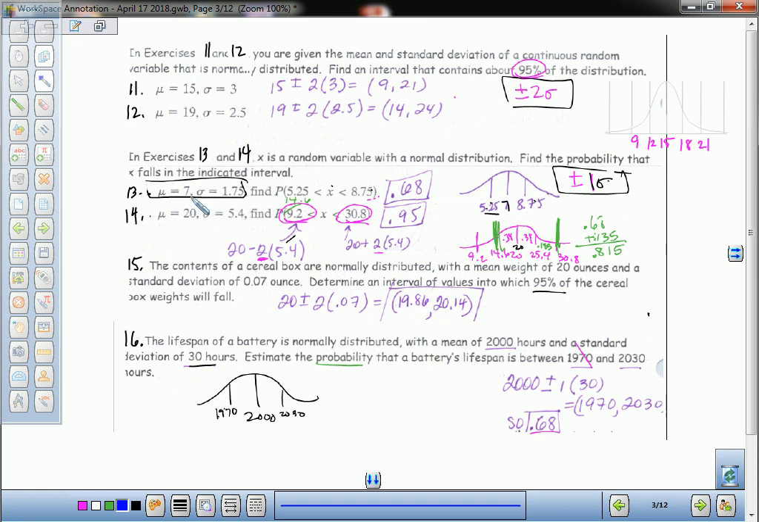So I drew it and marked it. I looked at how far apart it was. This was 1 standard deviation to the left, and this was 1 standard deviation to the right. Plus or minus 1 standard deviation is 68% of the data. This asks for a probability. Should probability be written as a percentage? No, when they ask for probability, it's just a decimal. Probability, decimal. Percentage, percentage.